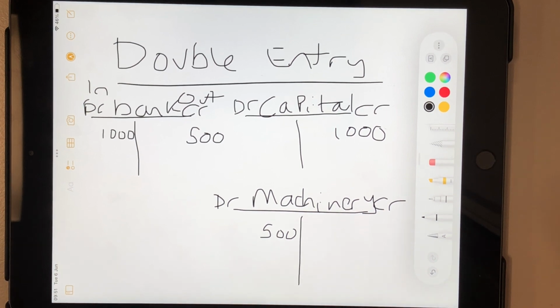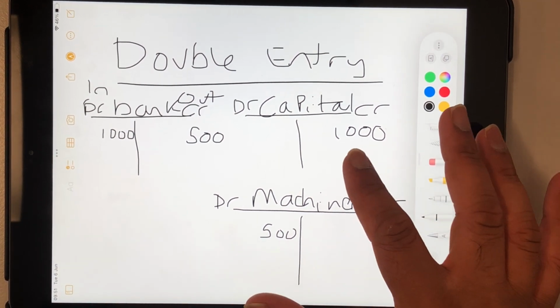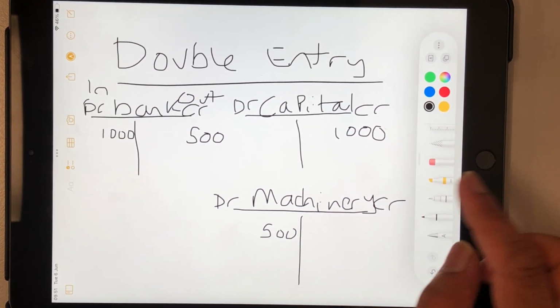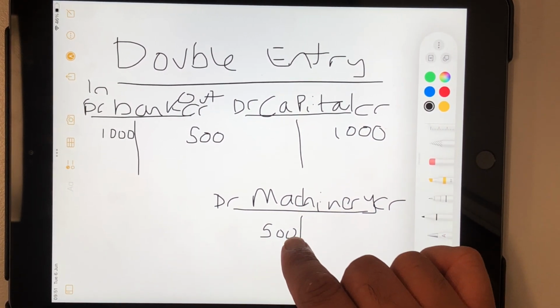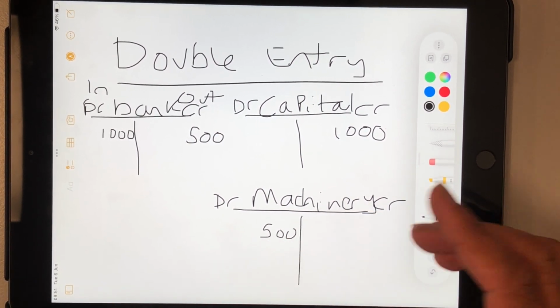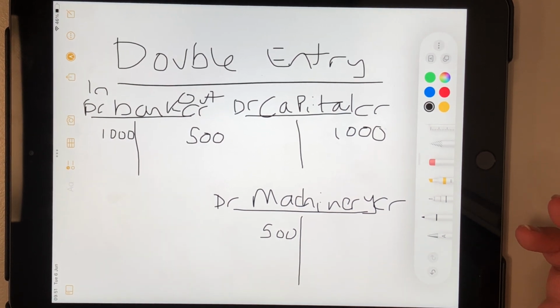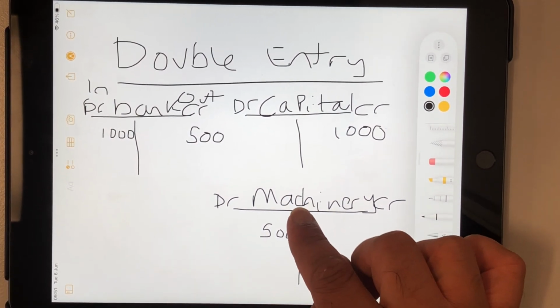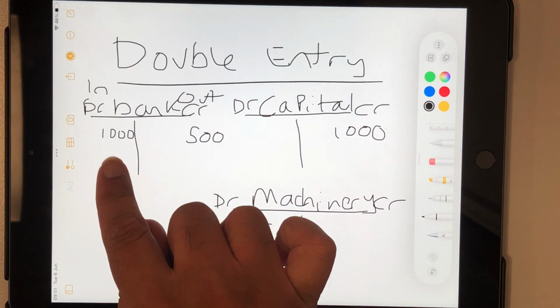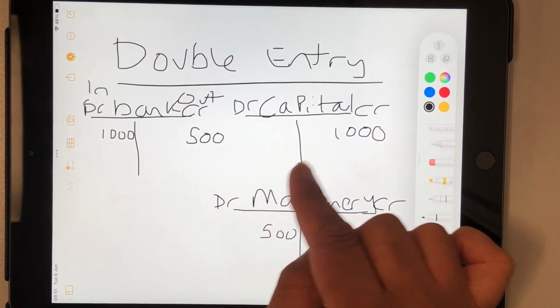Now, what is the point of what we're doing? The point is that at any given time, you can go to an account, for example capital, and you can check how much you've invested. You could go to the machinery account and see how much money you've put into machinery. So it's a bit like a notepad, really. It allows you to go into a T account and see where your money has gone, where it's been allocated to.